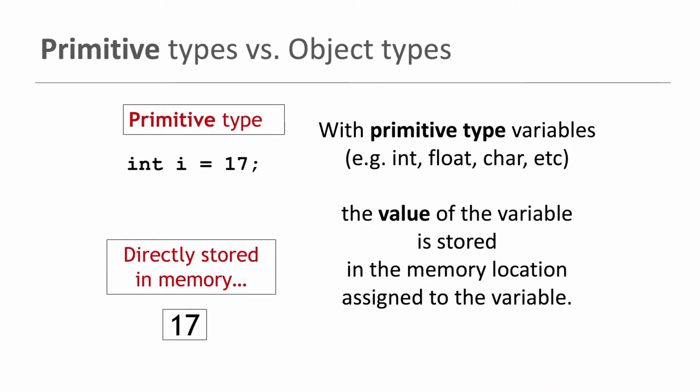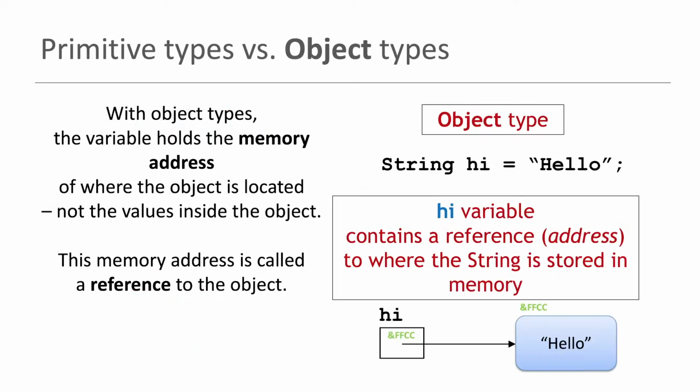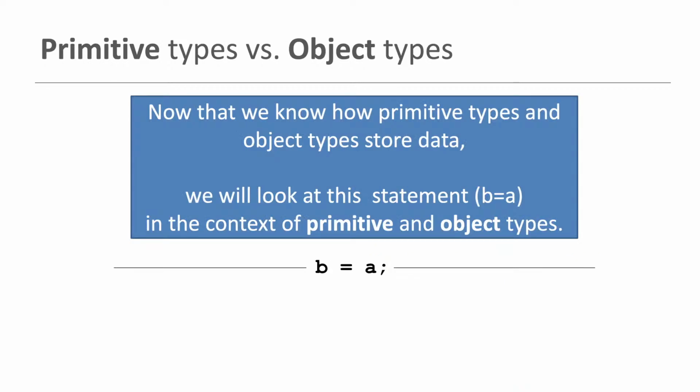With primitive type variables, int, float, char, etc., the value of the variable is stored in the memory location assigned to the variable. And with object types, the variable holds the memory address where the object is located, not the value inside the object. So now that we know how primitive types and object types store data, we'll look at the statement b is assigned the value a in the context of primitive and object types.